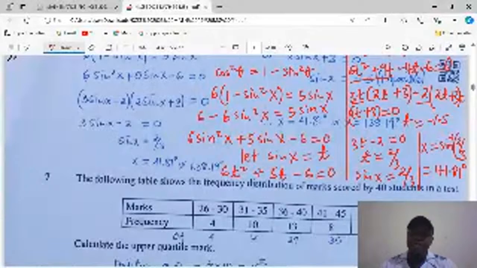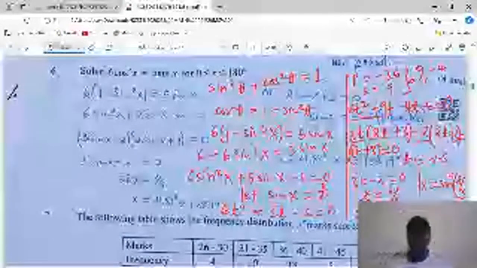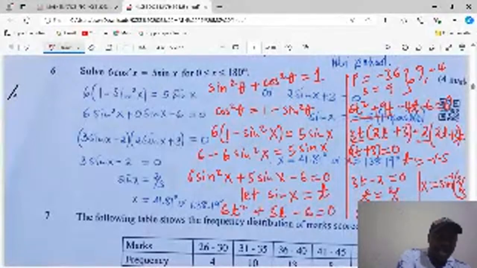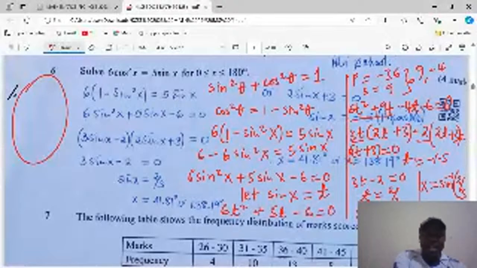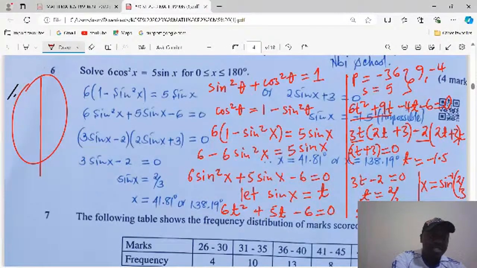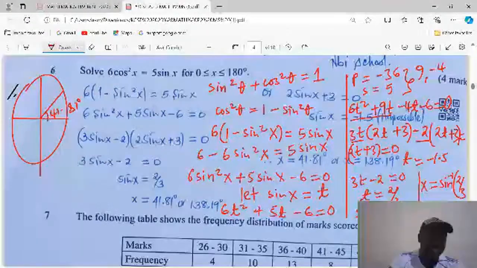41.81 degrees. That is the acute angle. But remember the range that we have been given, between 0 and 180. Therefore, according to the unit circle, we need another quadrant. Remember, 41.81 is just an acute angle in the first quadrant. But now we should work with the other quadrant where sines are positive.